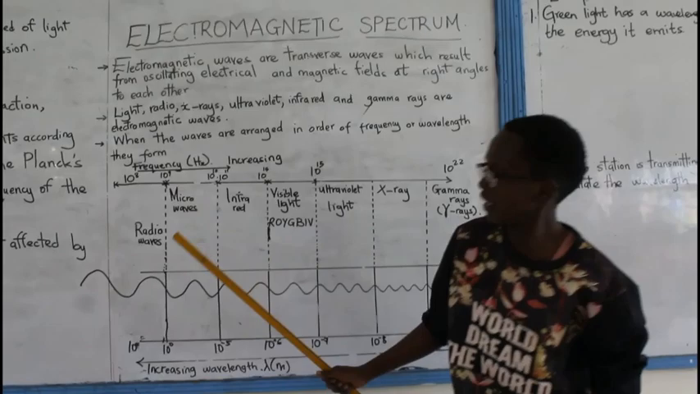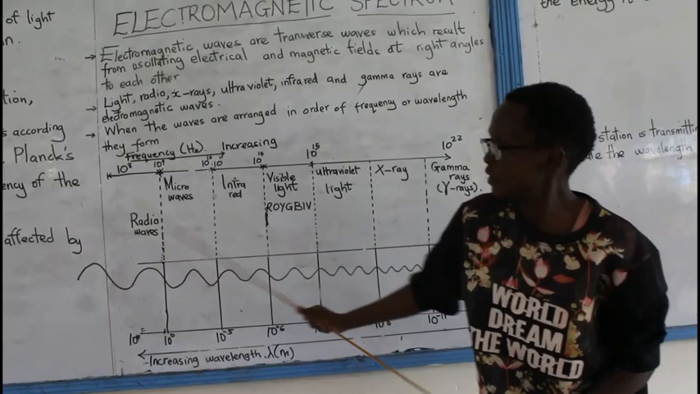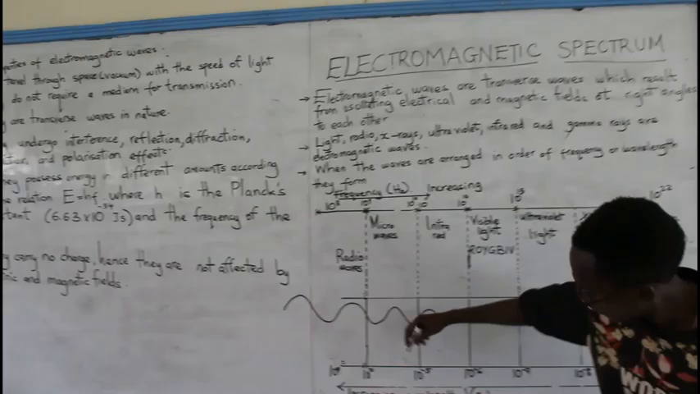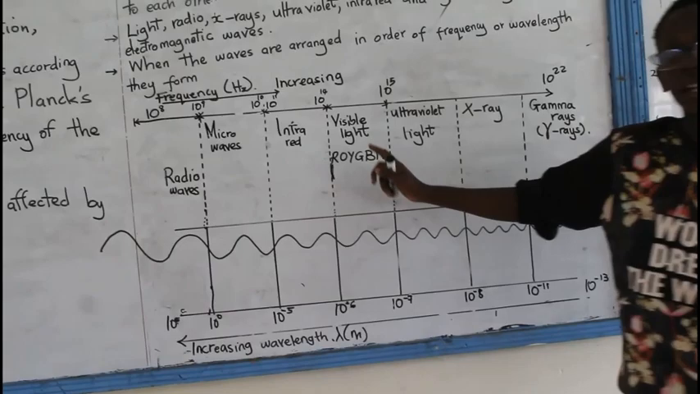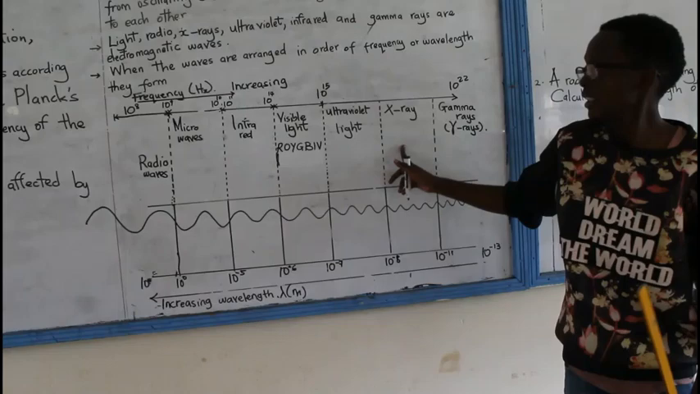the largest one, is radio waves, followed by microwaves, which has a wavelength from 10^-5 to 10^0, which is just 1 meter. Then we have the infrared, followed by visible light, ultraviolet light, X-rays, and gamma rays.